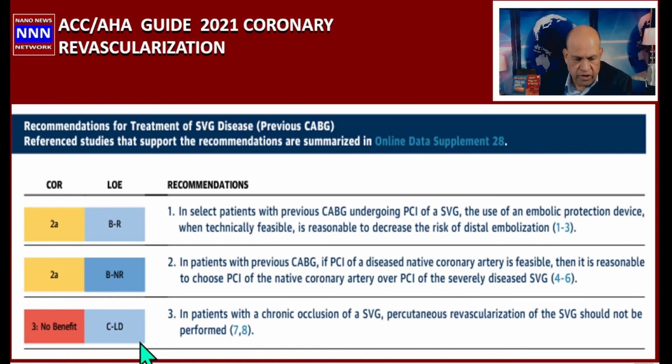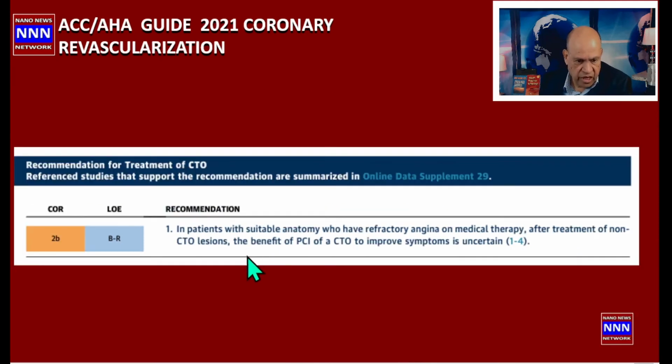There's no benefit. You need to watch this one. In patients with chronic occlusive saphenous vein graft, percutaneous revascularization of saphenous vein graft should not be performed. So if there's a chronic occlusion or a total occlusion, it may not be worth trying to reopen that saphenous vein graft. CTO, again, it's a 2B indication.